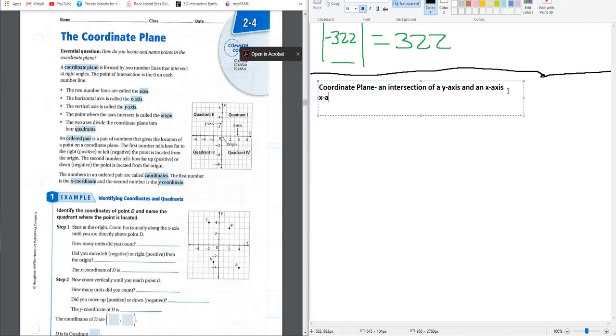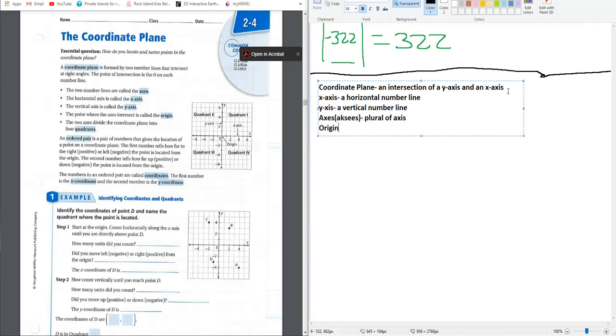Next, the x-axis is a horizontal line, number line. Y-axis is a vertical number line. Axes, so it's pronounced axes, like that, is just the plural of axis. So if I say axes, that's what I'm talking about.